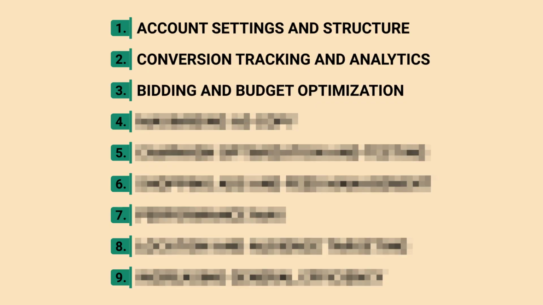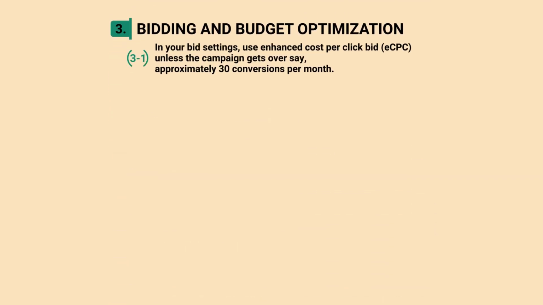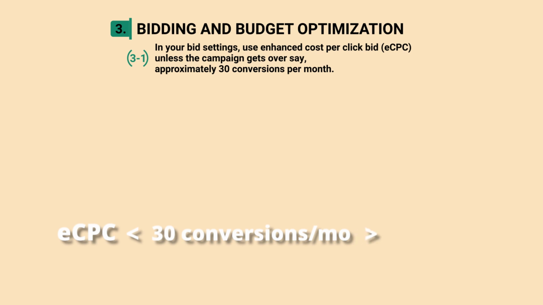3, bidding and budget optimization. All right, time to make sure you're not throwing money at Google like it's your last night in Vegas. These are simple bidding and budget rules that make every dollar in your ad budget work harder. In your bid settings, use enhanced cost per click, also known as eCPC, unless the campaign gets over, say, 30 conversions per month. If it's over, use a target ROAS bid strategy.